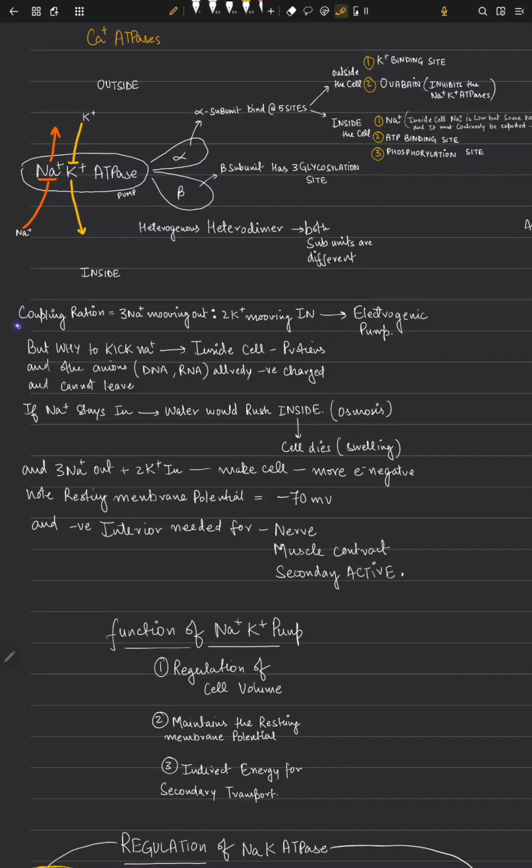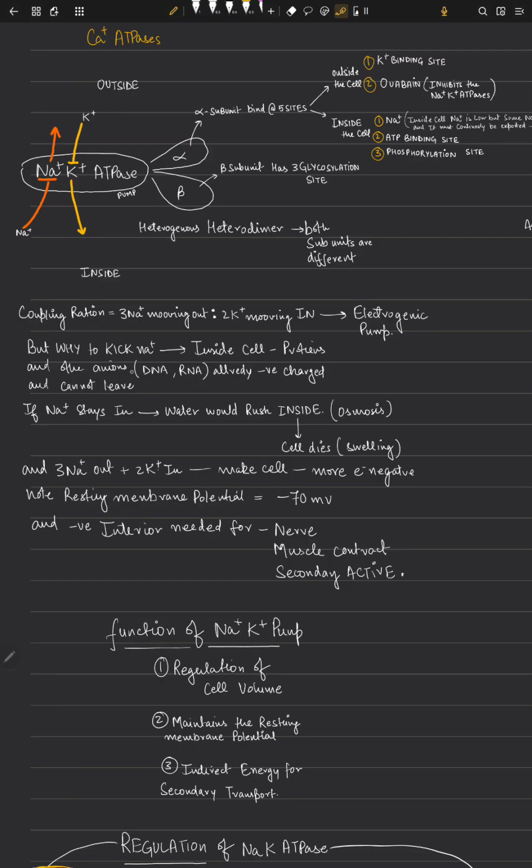Let's talk about the coupling ratio. Coupling ratio is what's happening: 3 sodium outside, 2 potassium moving in, and this is an electrogenic pump, because it's making the net result negative, increasing the electronegativity of the cell.